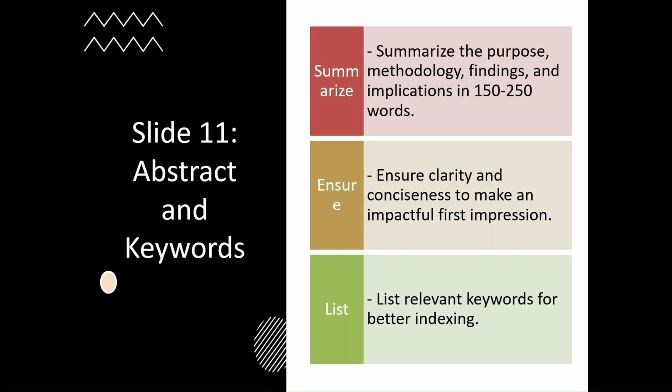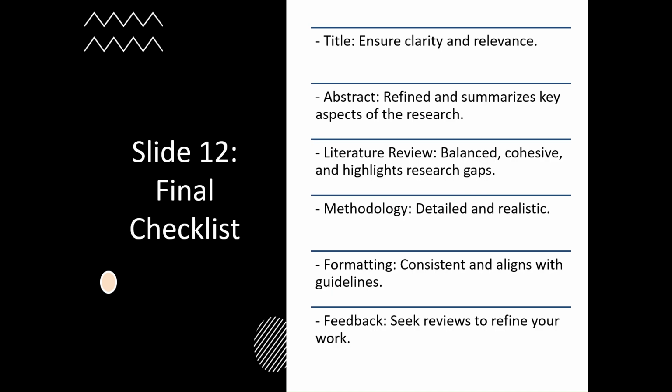Step 10. Abstract and keywords. Summarize the purpose, methodology, findings, and implications in 150 to 250 words. Ensure clarity and conciseness to make an impactful first impression. List relevant keywords for better indexing.